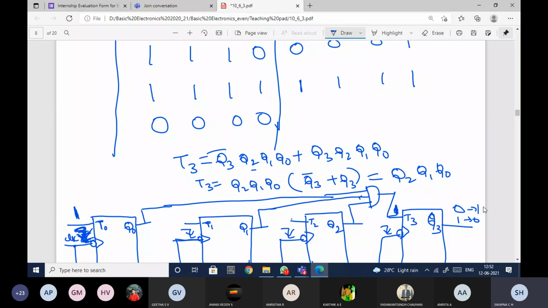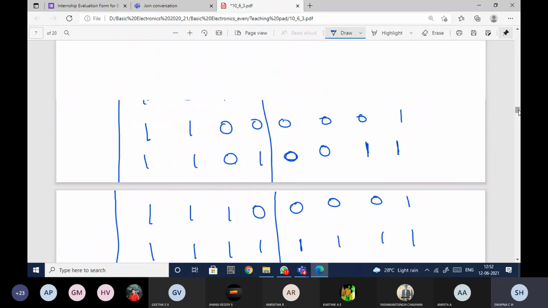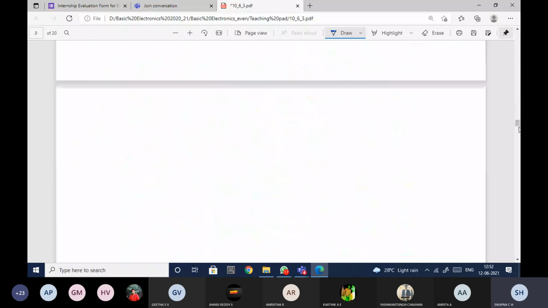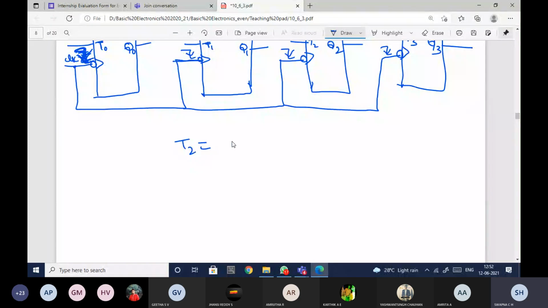In the same way, you need to get the equation for T2, T1, T0 also. When time permits, I'll explain the simplification. See, can somebody tell me the T2 equation? Somebody tell me the T2 equation quickly.